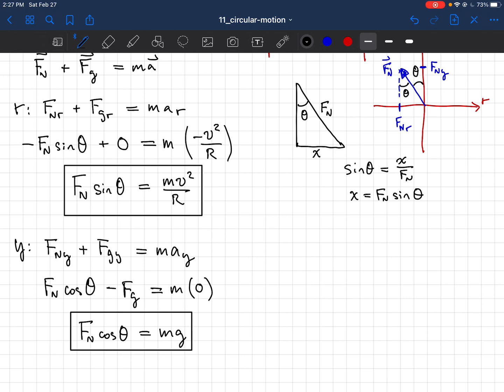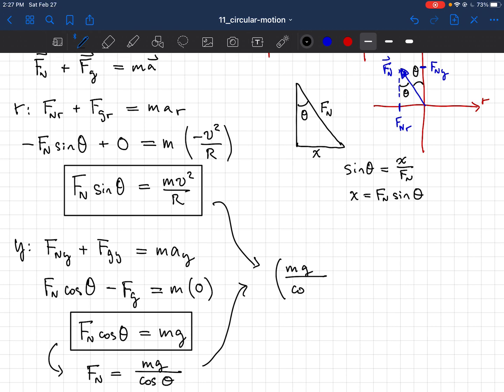So we can solve one equation for Fn, plug it into the other equation, and then we'll have an equation only for theta. So we'll do that. Let me do it below here. So this becomes Fn is equal to mg over cosine theta. And then I can plug that in to this equation. So I get mg over cosine theta multiplying sine theta is equal to mv squared over r. Well, it looks like the mass cancels out. I can divide both sides by m.